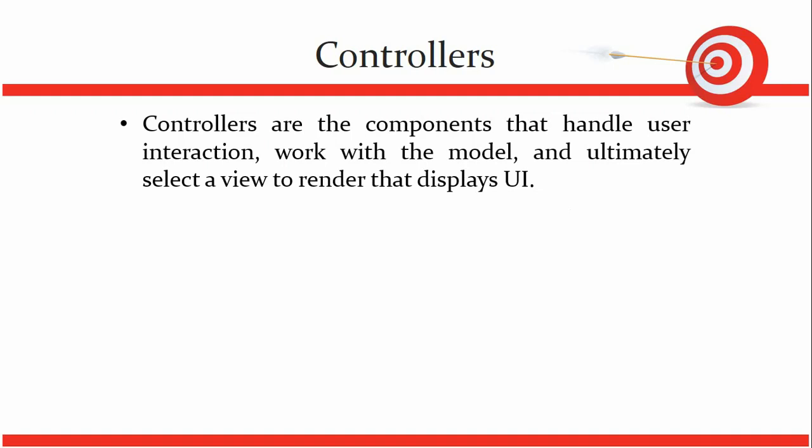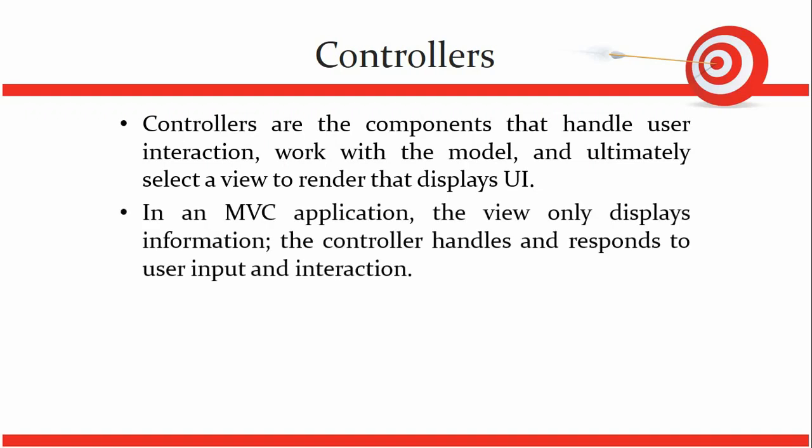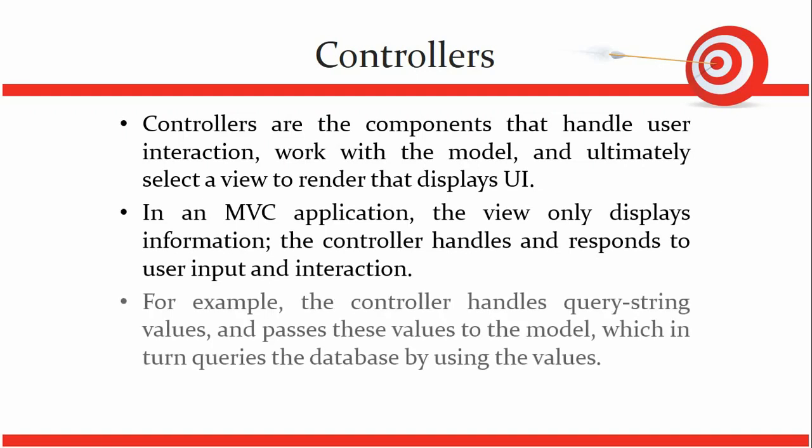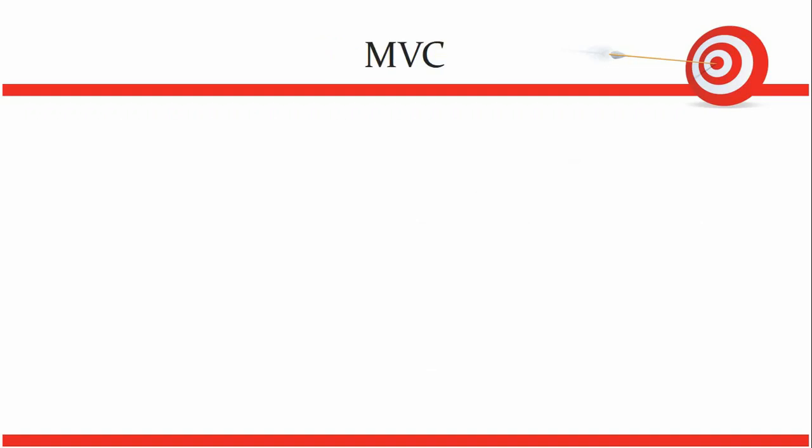Controllers normally handle user input. They work with the model for your data, and they ultimately select a view to render that displays the UI, which means it basically manages everything. That's why it's called a controller. So in an MVC application, the view only displays information. Controller handles and responds to user input and interaction. I'll skip this. Let me just move on.